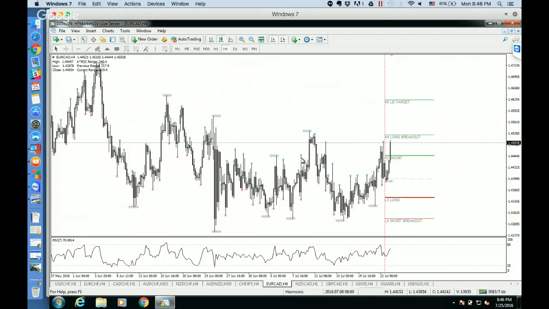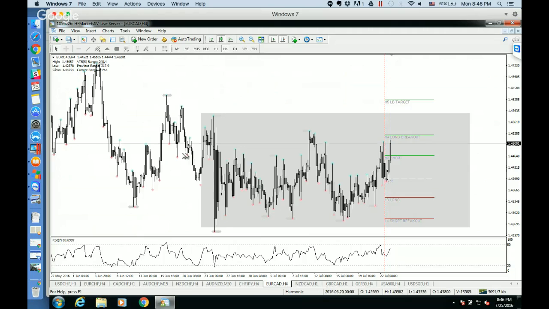EuroCAD, nothing much. You can see price is pretty much chopping around as well, currently in a very wide range. What it's doing now is in a range environment. The high is over here and then the low is over here. Nothing much for this particular pair.